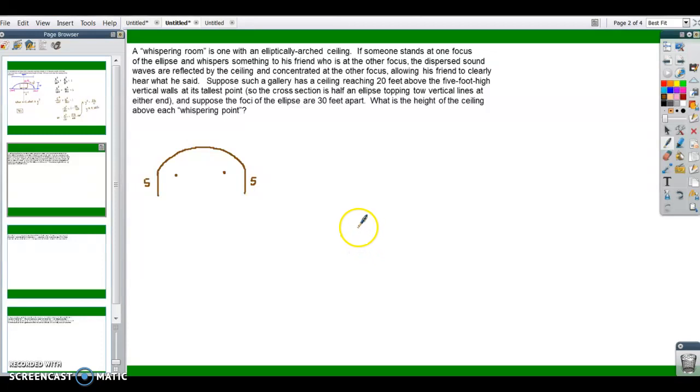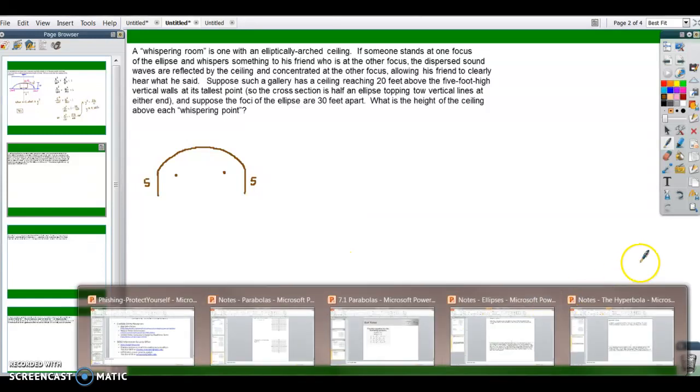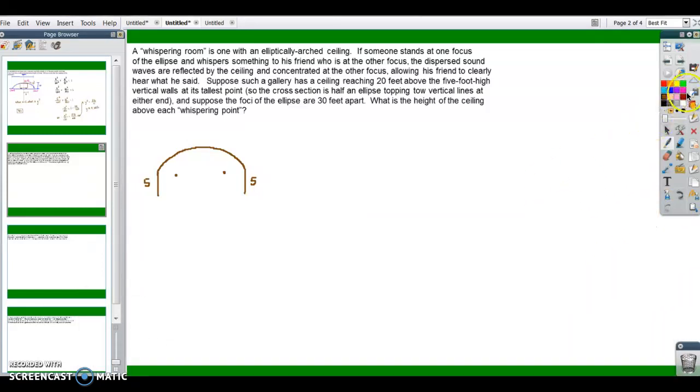So the question says, suppose such a gallery has a ceiling reaching 20 feet above the 5-foot vertical walls at its tallest point. And suppose the foci of the ellipse are 30 feet apart. What is the height of the ceiling above each whispering point? So what we're looking to find is this height here. So let's actually do the height of the ceiling, all the way from the floor there. That's what we're trying to find.